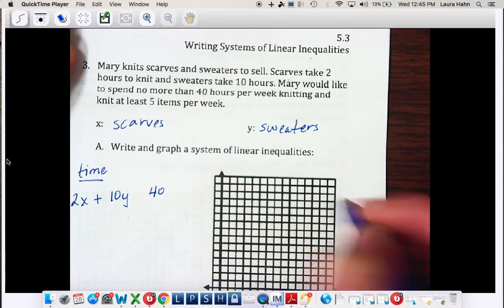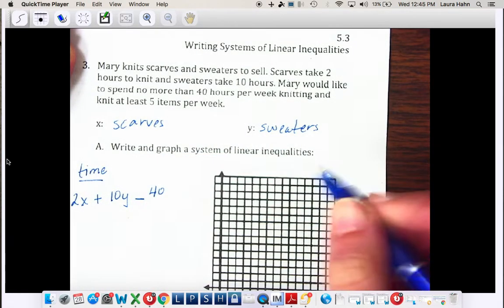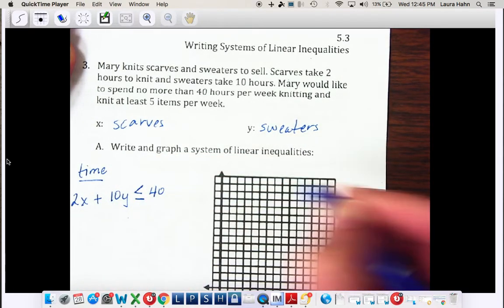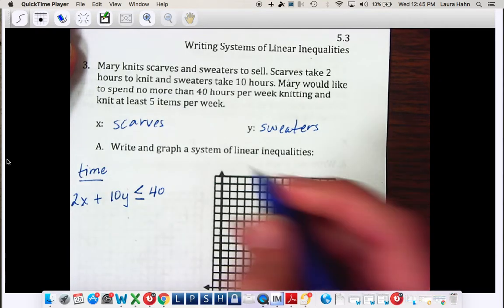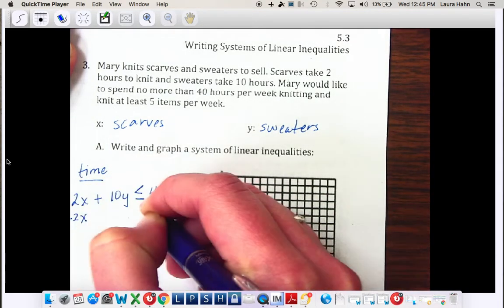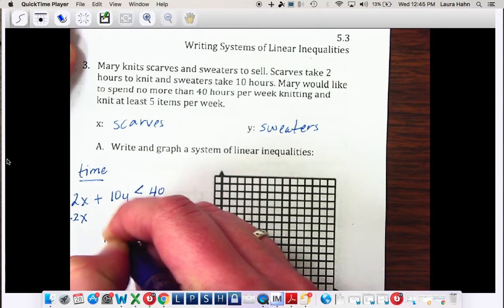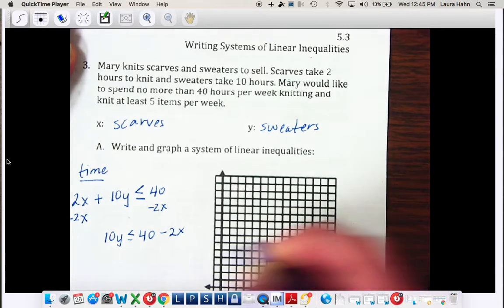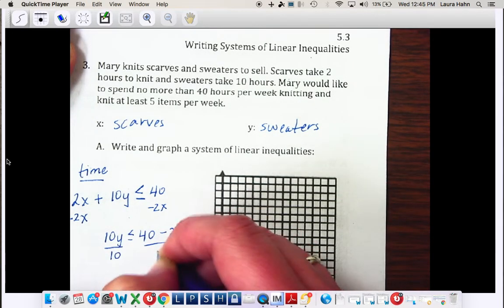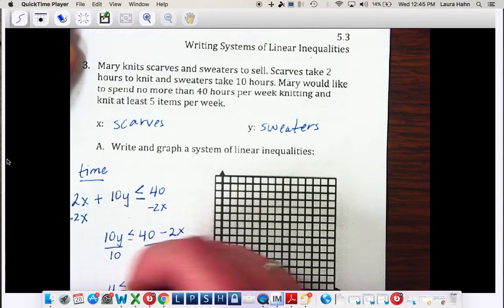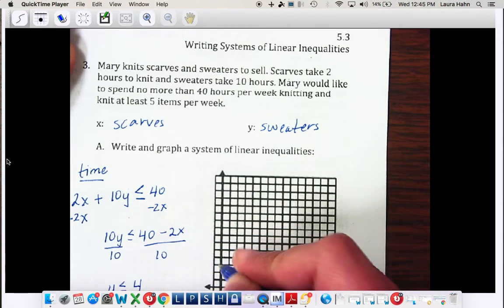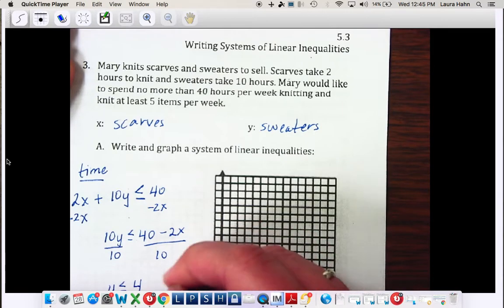So no more than 40, so it could be equal to 40. But I want the time that she spends to be less than or equal to 40. So let's go ahead and get y by itself. I have 10y is less than or equal to 40 minus 2x. Divide both sides by 10. So I have y is less than or equal to 40 divided by 10, which is 4. Negative 2 divided by 10 is a negative 1/5, and the x drops.